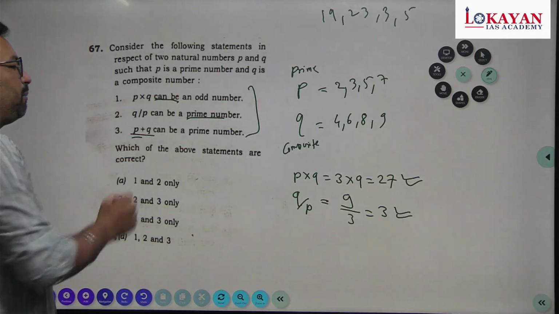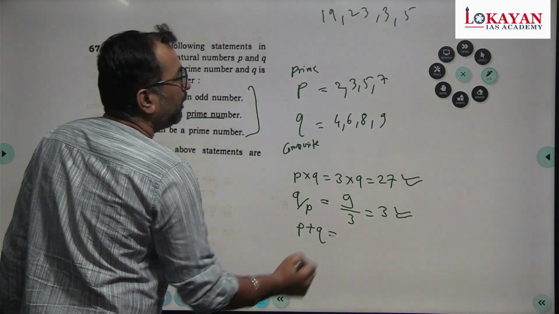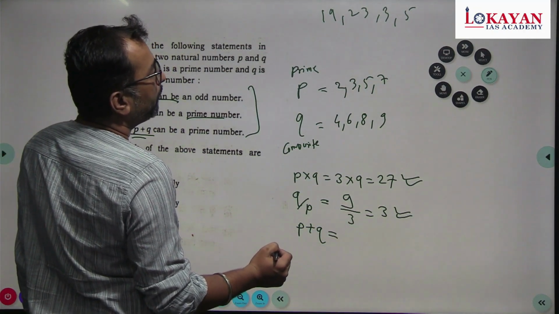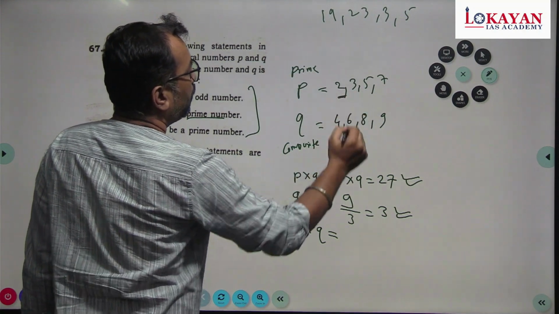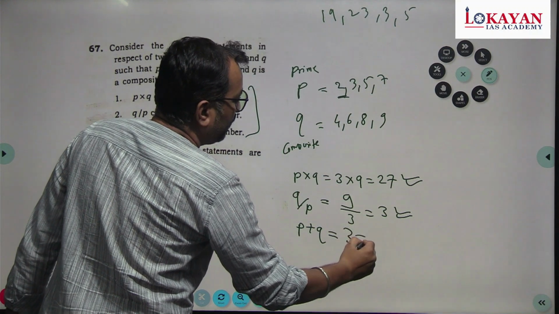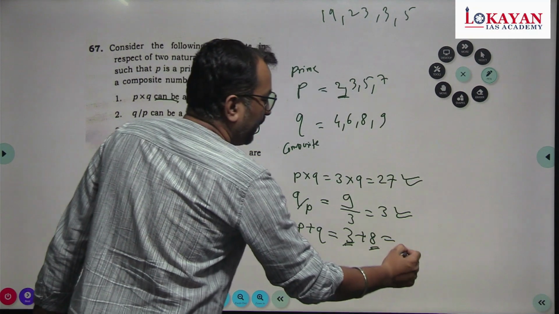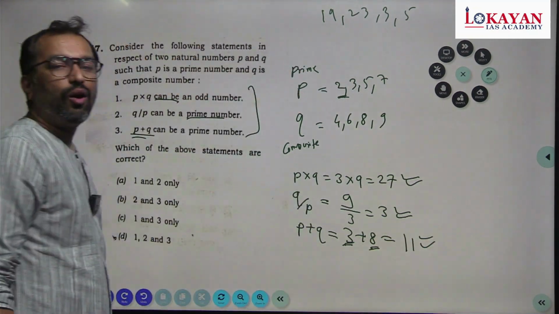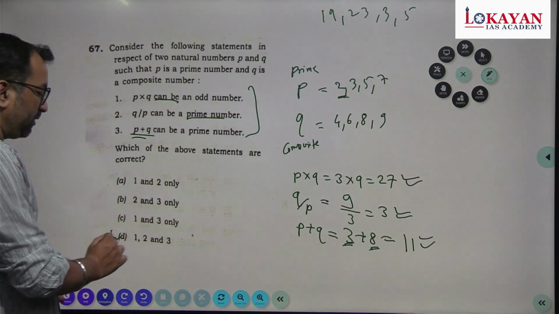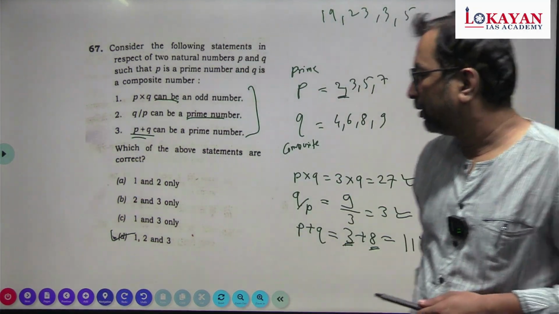And P plus Q can be a prime number. Let's check. 2 plus 4, no, 3 plus 8. 3 is P, 8 is Q. It gives me 11, which is a prime number. So all these three conditions are fulfilled here. That is why the answer will be 1, 2 and 3, all are correct.